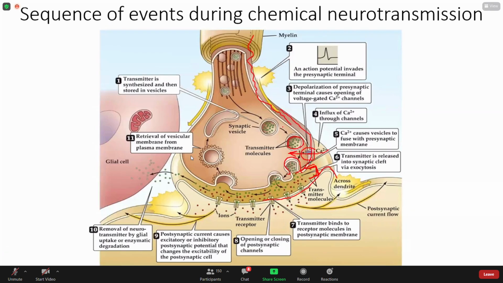So now, after binding, what will happen to the neurotransmitters? They will be recycled again. They will be taken up into the presynaptic terminal and recycled, where they will again refill synaptic vesicles for the next round of synaptic neurotransmission. Okay, is that clear? Good.